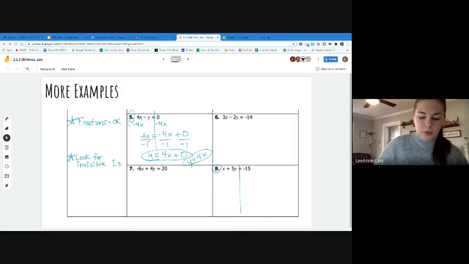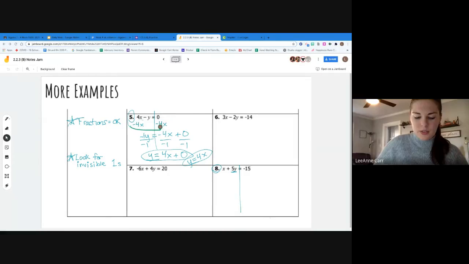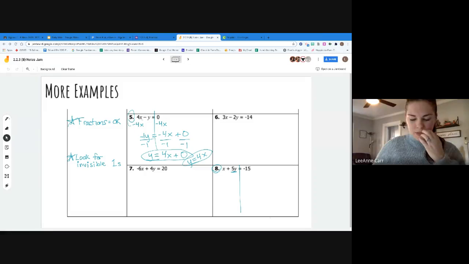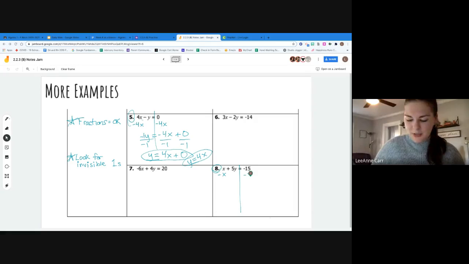Okay, now remember we're trying to get y by itself, so we're not going to deal with the y's first. Look what I moved first in that number 5. You see what I moved first in number 5? You moved the x first. Yeah, so what am I going to do for number 8? You can do minus x on both sides. Yay, good job. There you go.